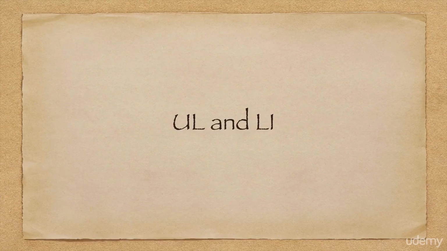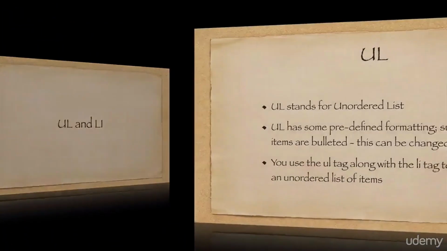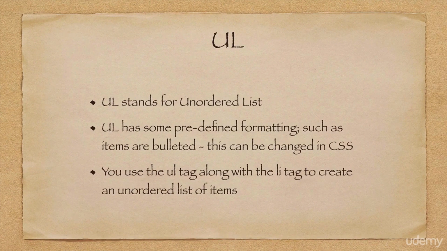UL and LI. So UL stands for unordered list. UL has some predefined formatting, such as items are bulleted, but this can be changed in CSS. And you use the UL tag along with the LI tag to create an unordered list of items.